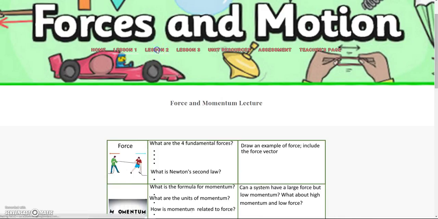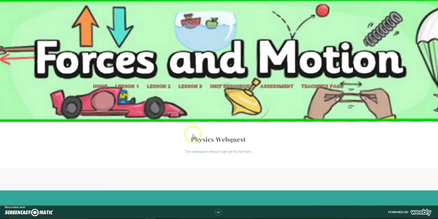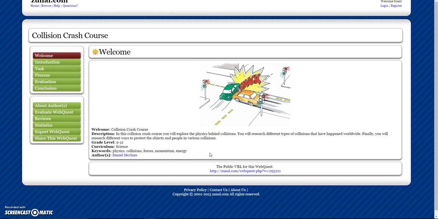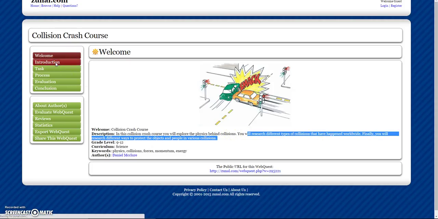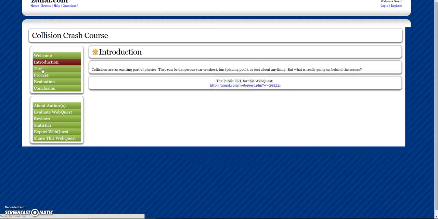Okay, on to lesson 2. Lesson 2 is a web quest, and you can see I have linked the web quest. This web quest is the collision crash course. In this collision crash course, you will explore the physics behind collisions. The students will be doing a little research on their own through the web. We can just quickly go over this.